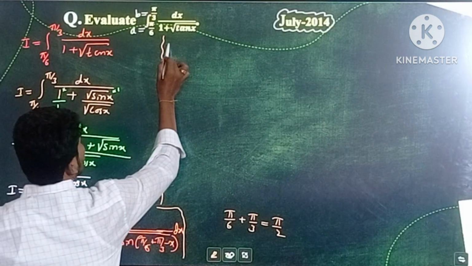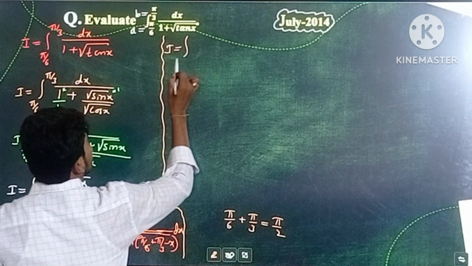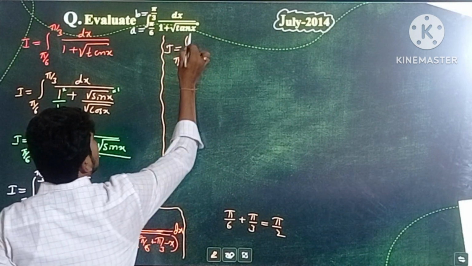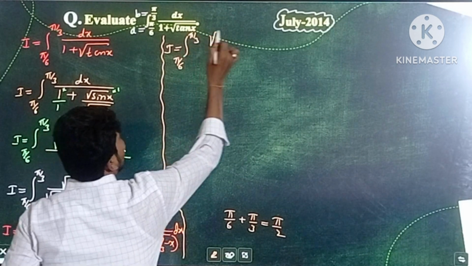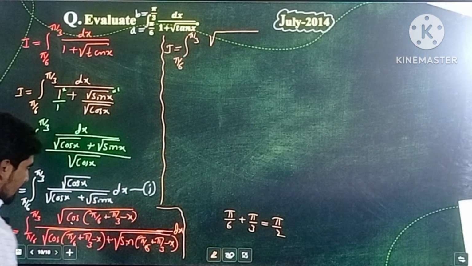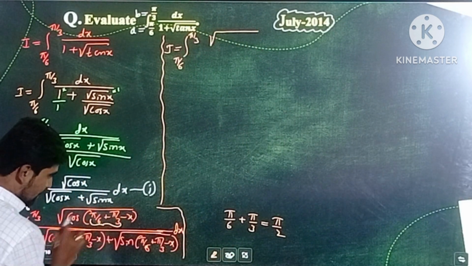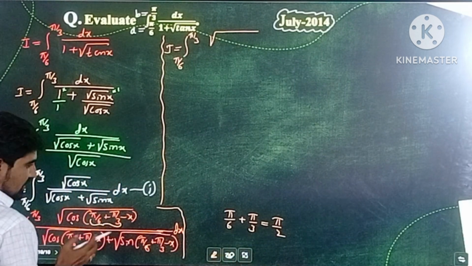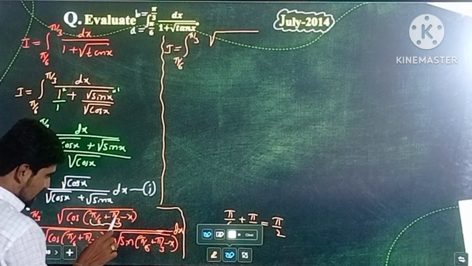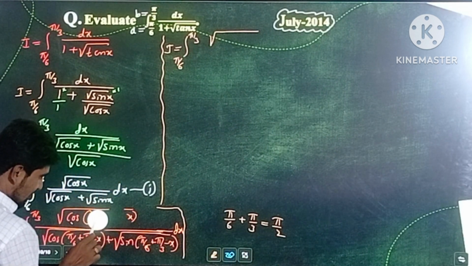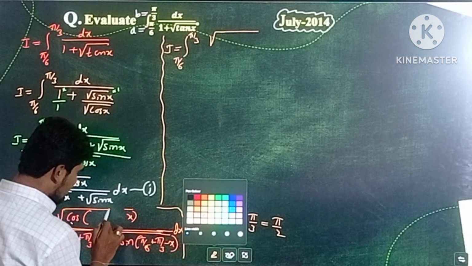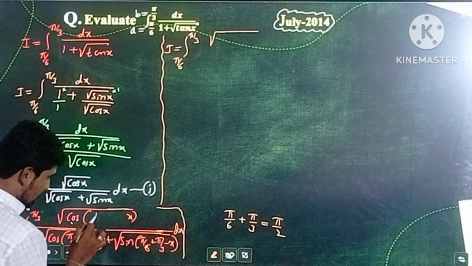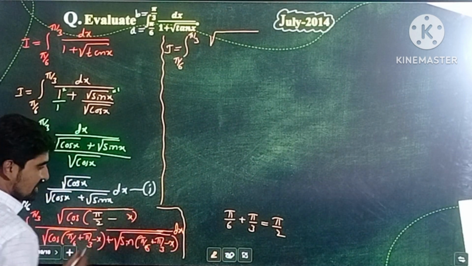Therefore I can be expressed as integration from pi by 6 to pi by 3 square root of cos x, where pi by 6 plus pi by 3 equals pi by 2. Therefore this can be replaced by, I will write it here, there is not enough space. Pi by 3 plus pi by 6 is equals to what? Pi by 2 minus x.